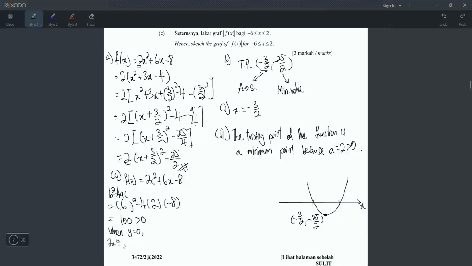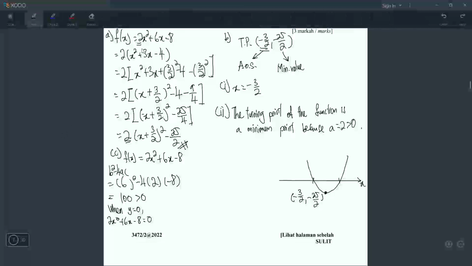So 2x squared plus 6x minus 8 equals 0. So now you can find the x. How we find the x is, this is a quadratic, right? But we can see we can divide by 2, divide by 2, divide by 2. So divide 2 is 3x, divide 2 is -4. And then we press the calculator. Let's press now.